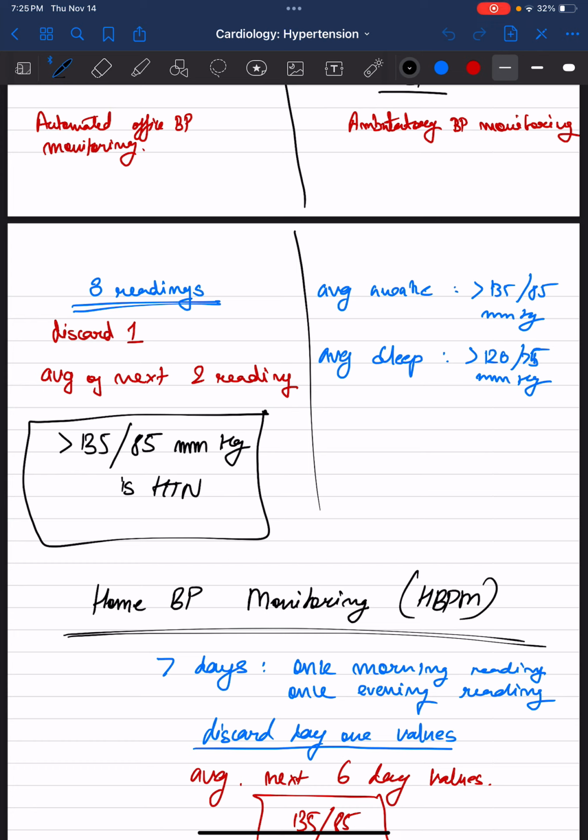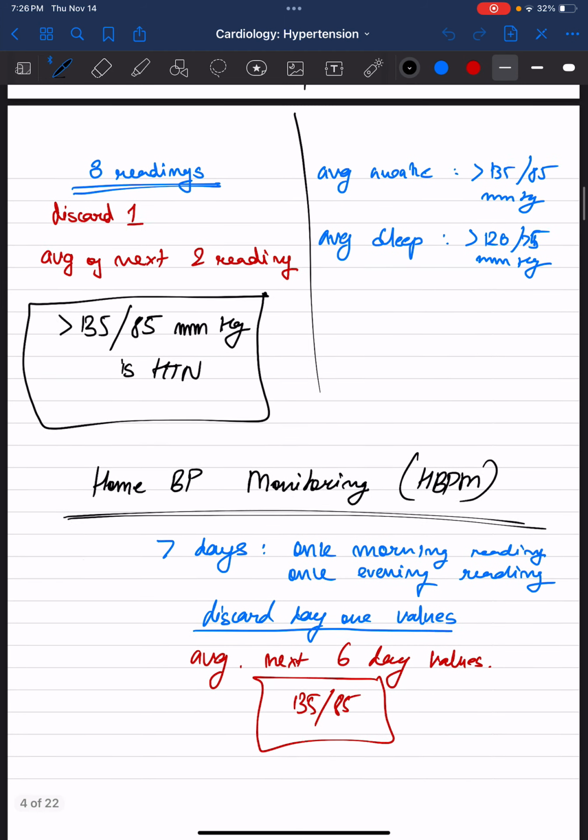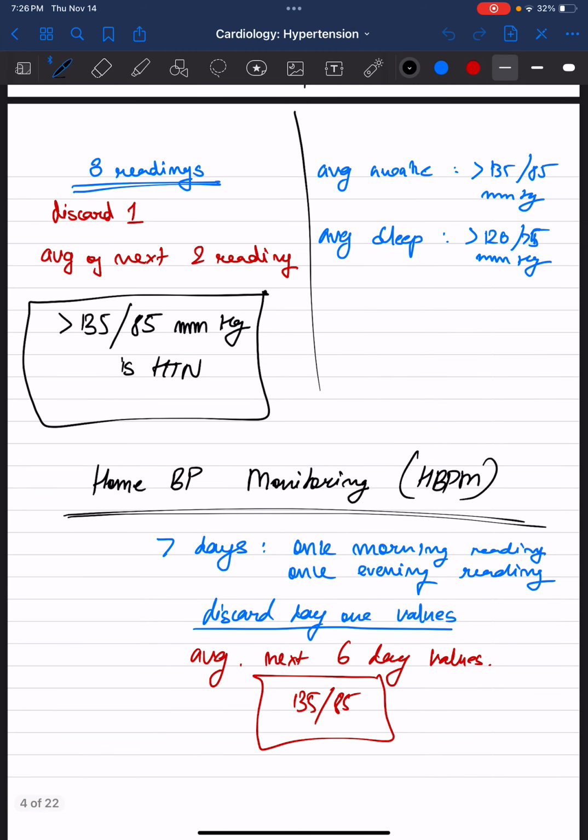In ABPM, if the average awake BP is more than 135 by 85 millimeters of mercury, we diagnose it as hypertensive. And if the average BP during sleep is more than 120 by 75 millimeters of mercury, we diagnose it as hypertensive too. Now there is also another one, that is HBPM, which is home blood pressure monitoring.